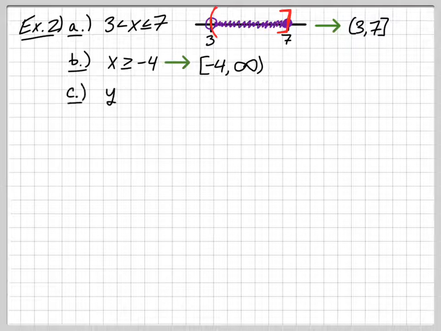Okay, so part C, y is less than 6. So right away you know 6 is the biggest number, so it would be on the right side of the interval. And all the numbers less than 6 would go off to negative infinity.